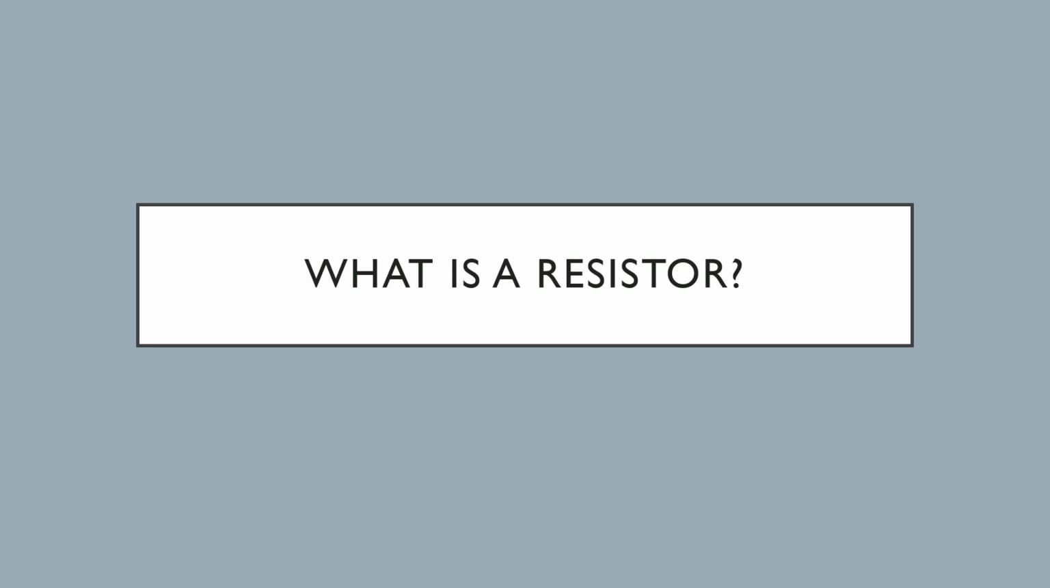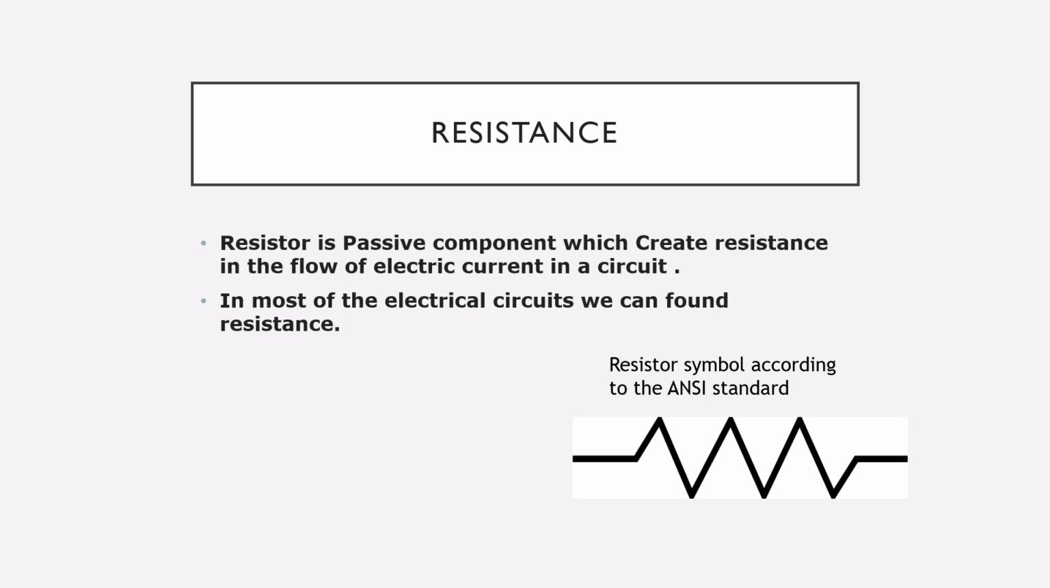What is a resistor? A resistor is a passive electrical component with the primary function to limit the flow of electric current. The international IEC symbol is a rectangular shape. In the USA, ANSI code is commonly used. This is a zigzag shape. Most commonly, zigzag shapes are used in circuits.